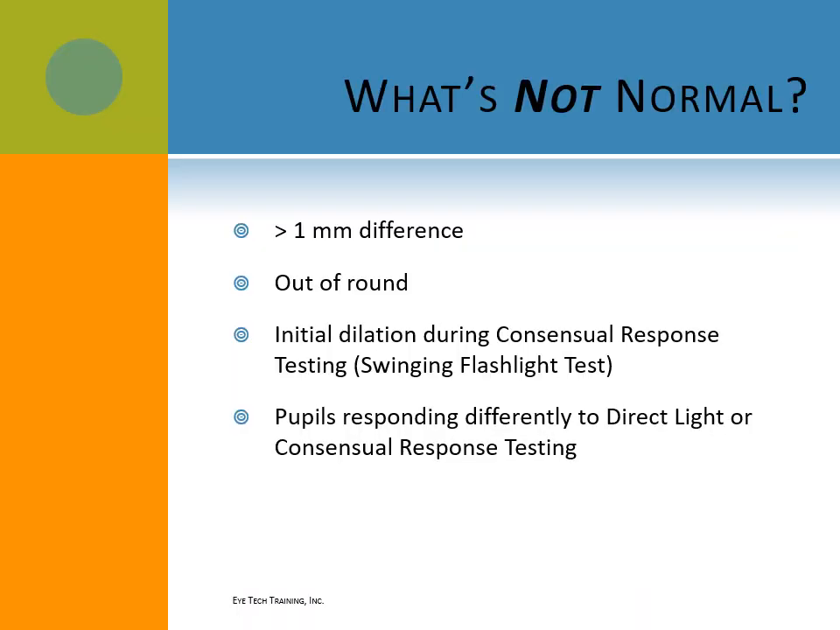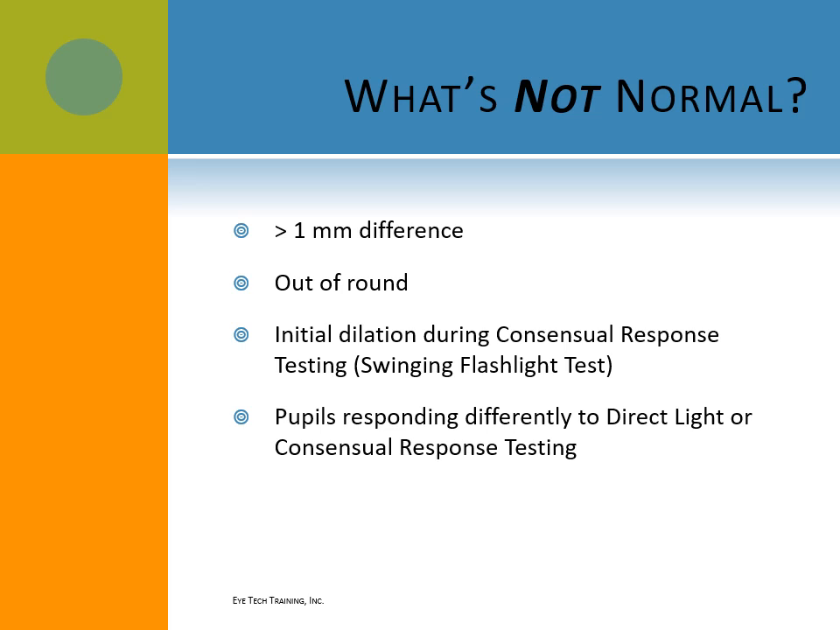So what's not normal for pupils? More than 1 millimeter difference in size, not normal. Out of round, not normal. If during the swinging flashlight test, you see initial dilation when you swing over to a pupil, that is not normal. If your pupils respond differently to one another, either during the direct light response testing or the consensual light response testing, that is not normal.